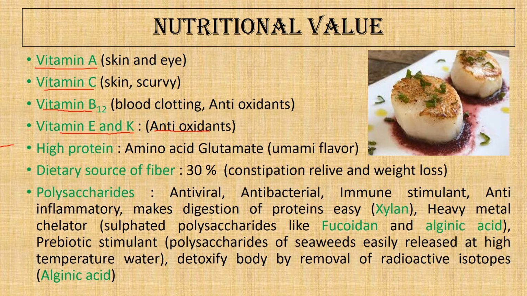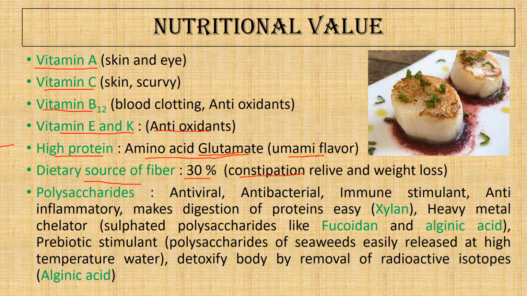The protein content is also very high in dulse, and one thing is the amino acid glutamate, for which dulse is very tasty because of the umami flavor of glutamic acid. And also, due to the high fiber content, that is, 30% of the dry weight is fiber, we see that gastrointestinal problems like constipation can be relieved by the use of dulse. And at the same time, as it is a highly fibrous food, we can have dulse if we are trying to lose weight.